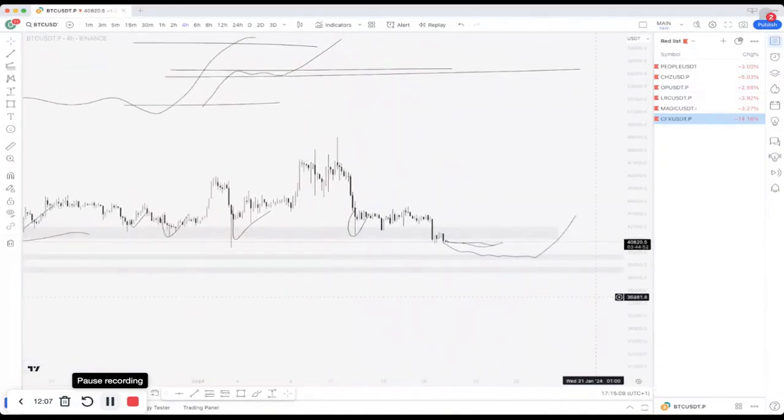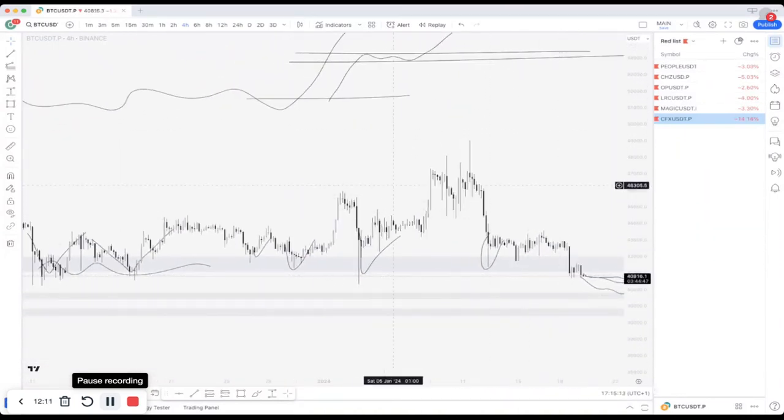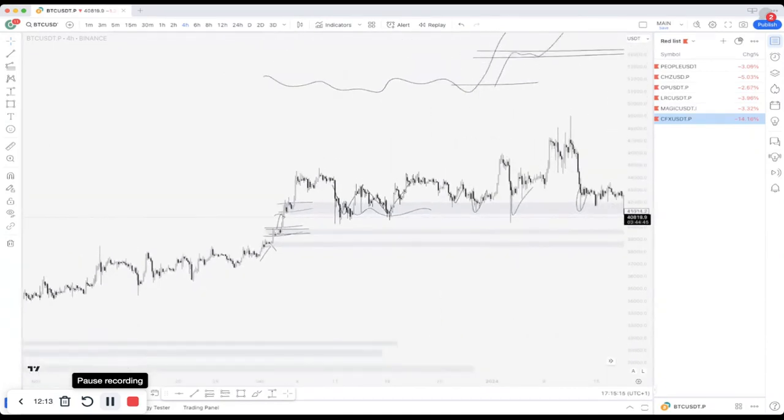I won't go super in depth on this and waste your time, in my opinion. But that's basically the idea. You're looking for consolidation within a displacement, or within a huge move, and you mark that consolidation out.